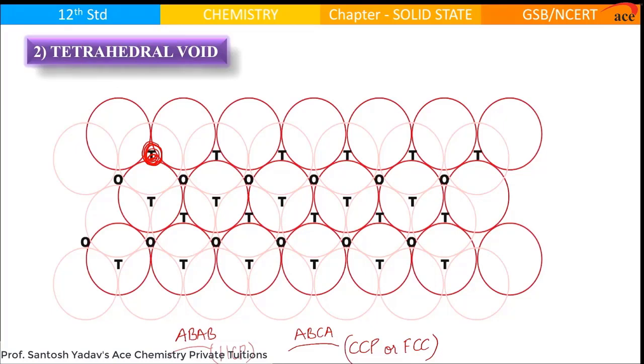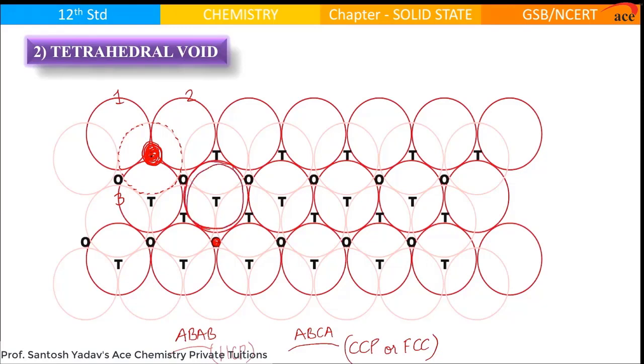Now, what is a tetrahedral void? If this is taken as sphere number 1, sphere number 2, and sphere number 3, then are you able to see this dotted one, which I am trying to show, is a sphere below. So, a void present between these 4 spheres is called a tetrahedral void.